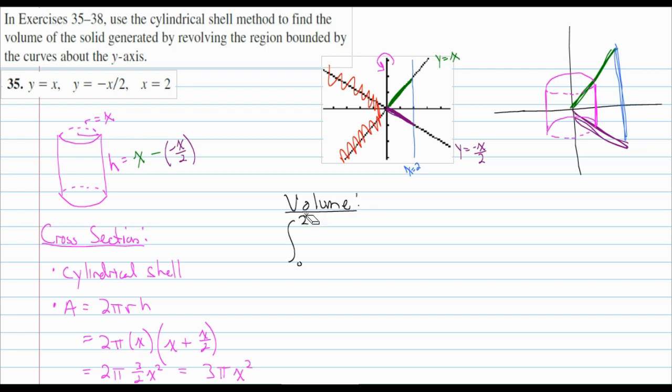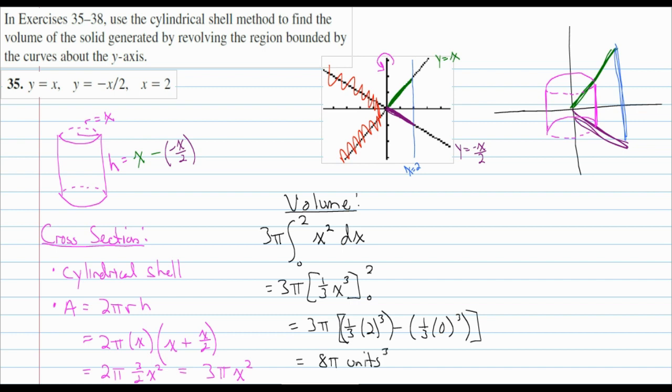Now my volume is going to be created by stacking these cans. One edge, the right edge of the can, is going to go from 0 all the way out to 2 on the x-axis. The area of the cylindrical shell is 3 pi x squared. Give each of those shells a little thickness. Integrate, fundamental theorem part 2, and we get 8 pi units cubed.